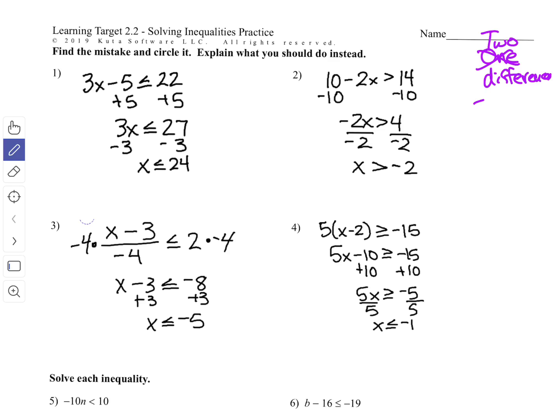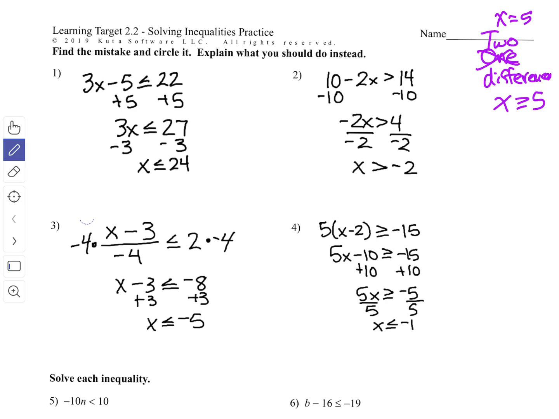The first one is that you're going to have your variable and it's going to be greater than or equal to, less than, or equal to a number. What that means, that's not a negative by the way, let me just erase that, is that your answer is actually more than just one number. When you have an equation, x equals 5 means that 5 is the answer. x is greater than 5 means that x could be 6, 7, 8, 9, 10, and so on. So that's the first difference.